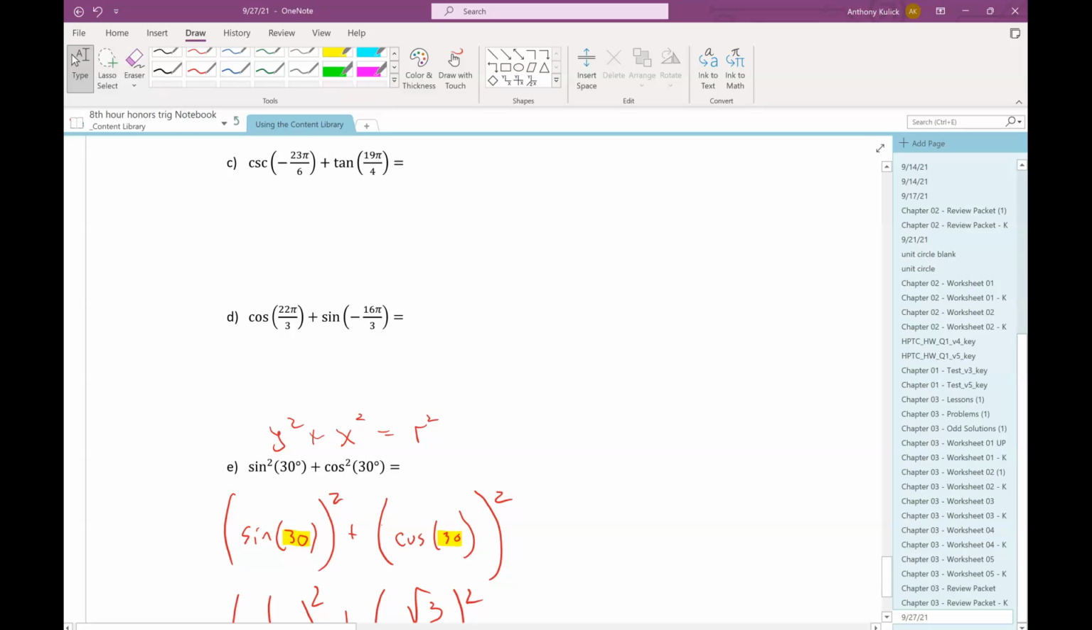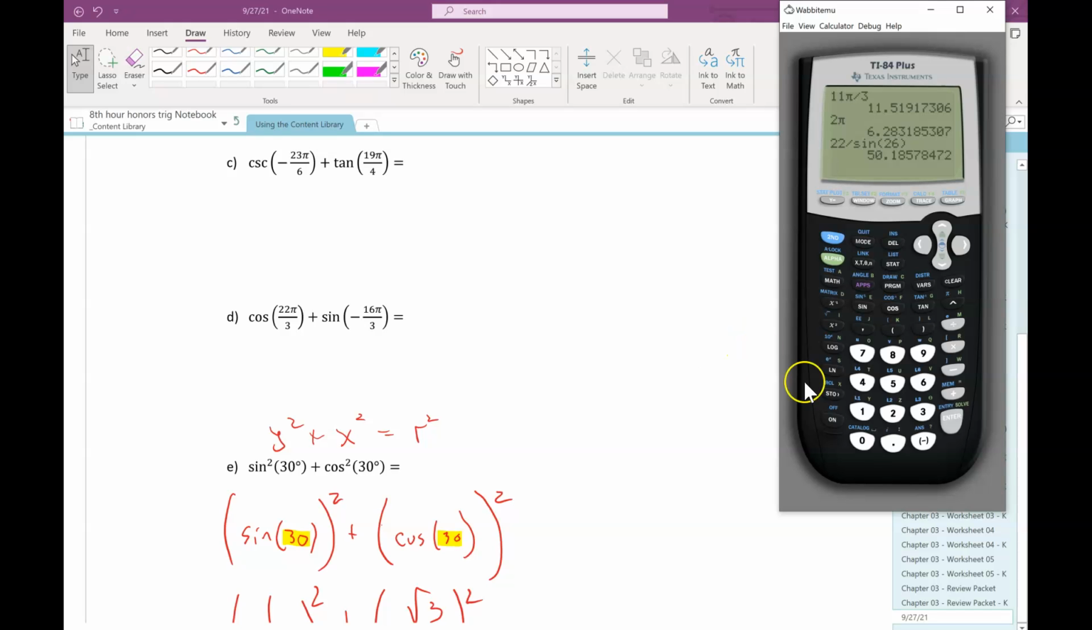So first thing I notice is that neither 22 pi over 3 nor negative 16 pi over 3 are unit circle angles. So what I'm going to do is find something coterminal to them. And you could do this a couple of different ways. I'm going to do it numerically.